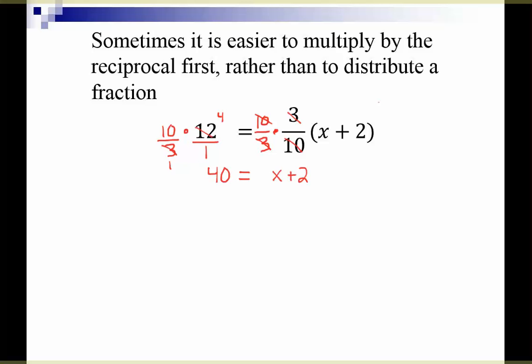Okay, and that is a much nicer looking equation. 40 equals x plus 2. I mean, that's not even a two-step equation. That's a basic one-step equation. We just need to get the x by itself. All you would need to do at this point is what? Well, take away the 2. And you get 38 equals x.